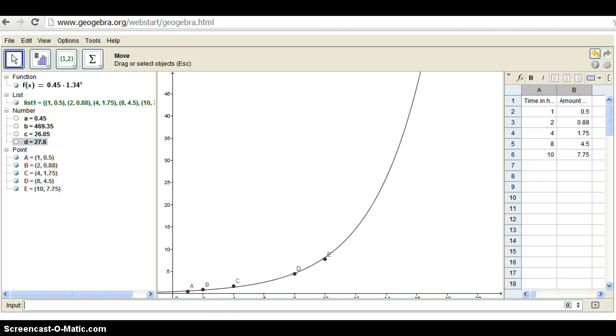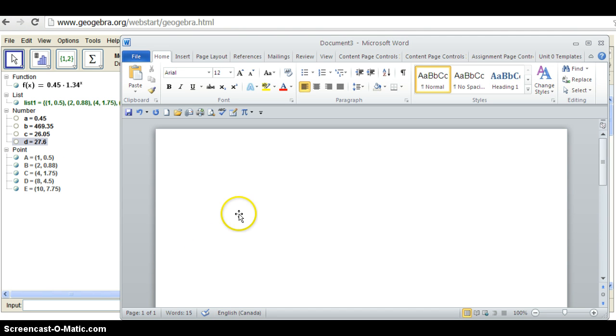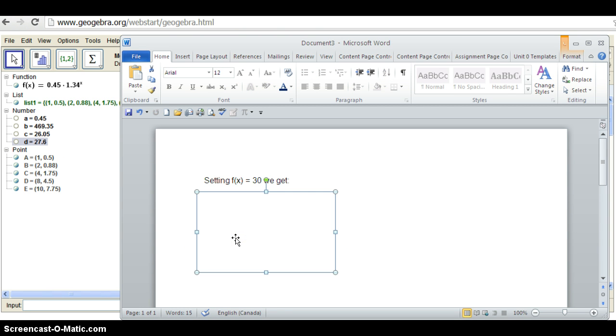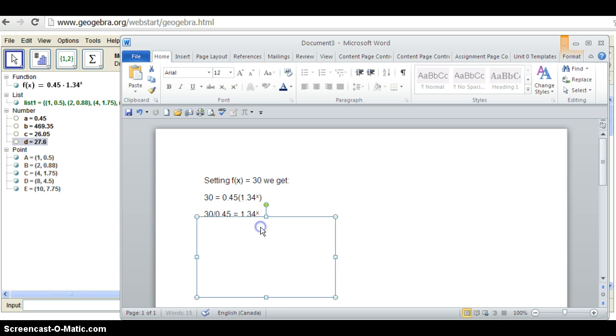Or I can go and use some logarithms. So I know that my f of x value should be 30 inches. So I'm going to set that equal to 30. This is what my equation would look like. 30 equals 0.45 times 1 and 34/100ths to the exponent x. Now, if I divide both sides by the 0.45, I'm ready to take the logarithm of both sides.